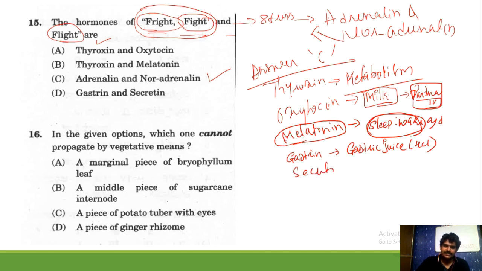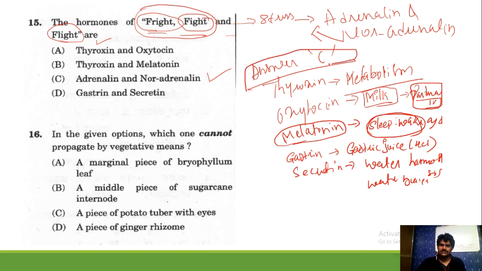Then secretin. What does secretin do? Secretin is the hormone which maintains the water balance, water homeostasis in the body, and helps in the secretion of different kinds of enzymes in our body. So this is the answer for this question, option number C. And this is all the explanation. Okay, fine. Next we will move to the next question, that is the 16th question.